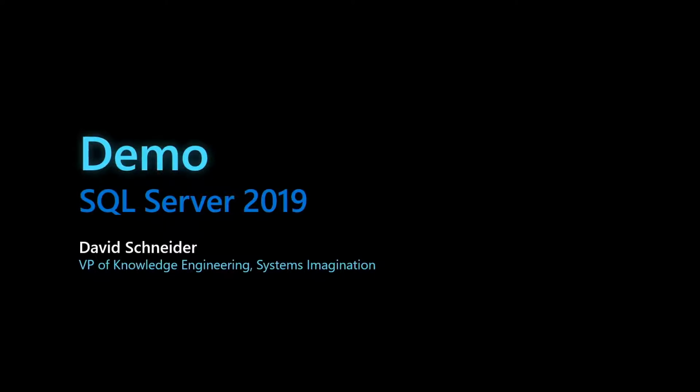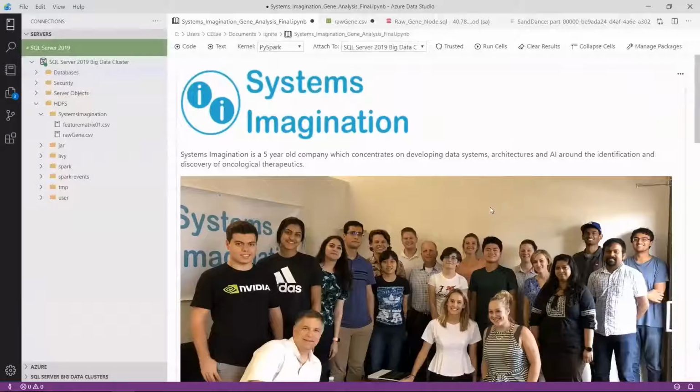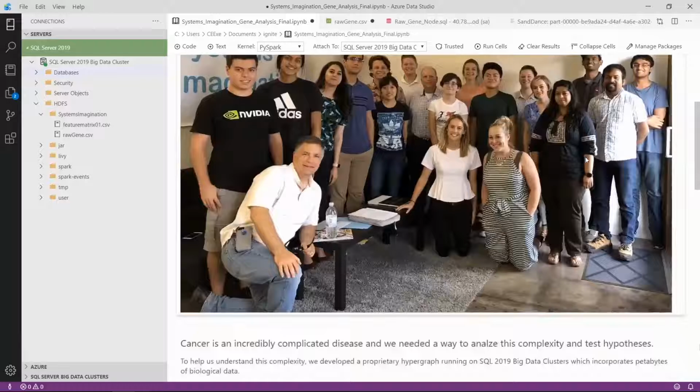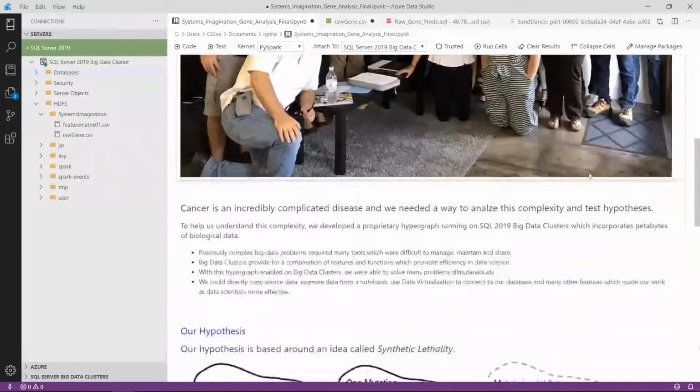So at Systems Imagination, what we do is we try to find new oncological therapeutics. By a show of hands, how many people in here have had a family member or a friend impacted by cancer? Yeah, I've lost 2 family members to cancer very recently. So it's important to us, and everybody in this team picture, young to old, this is part of our Tempe team, has had a family member impacted by cancer. It's a very complicated disease, and we're very passionate about what we do.